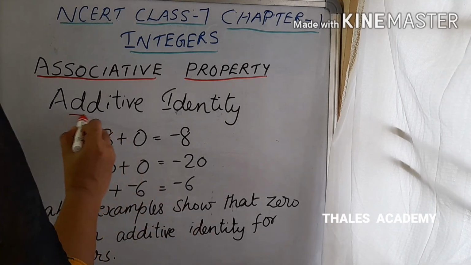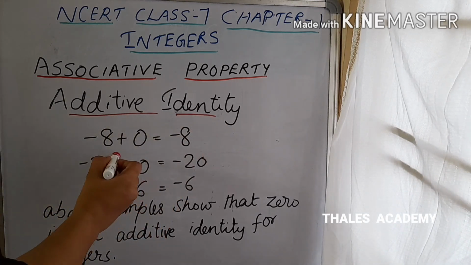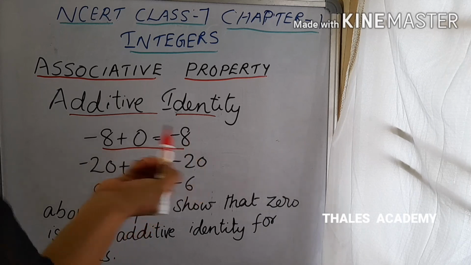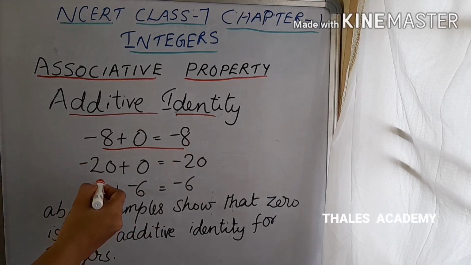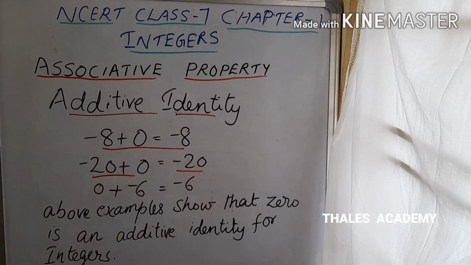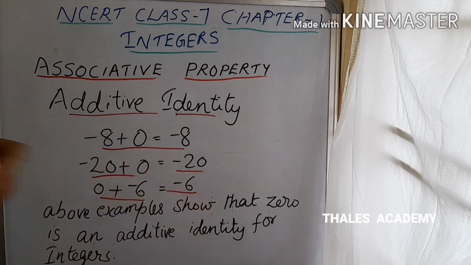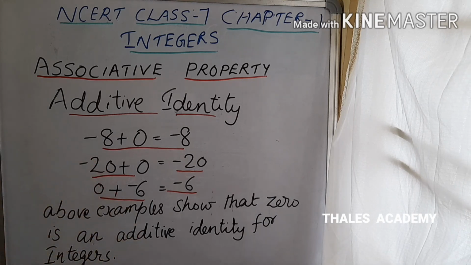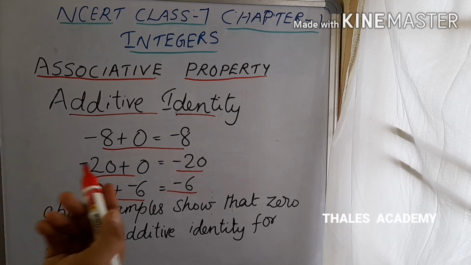Additive identity. Minus 8 plus 0 equal to minus 8. We get the same number. Minus 20 plus 0, we get minus 20 itself. The same number. 0 plus minus 6, we get minus 6. The above examples show that 0 is an additive identity for integers. That is, we get the same number.